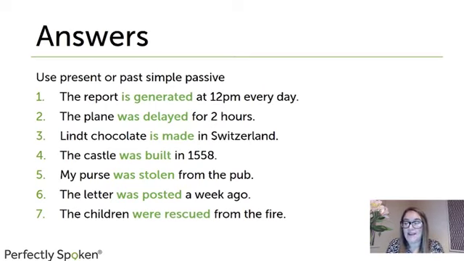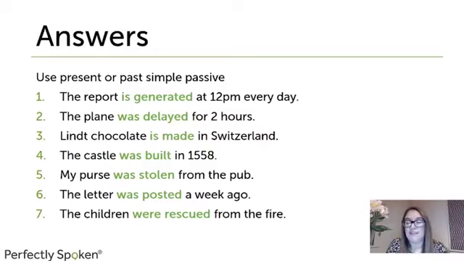Number 3, Lindt chocolate is made in Switzerland. Number 4, the castle was built in 1558. Number 5, my purse was stolen from the pub. Number 6, the letter was posted a week ago. And number 7, the children were rescued from the fire. Well done if you managed to get all 7 correct.